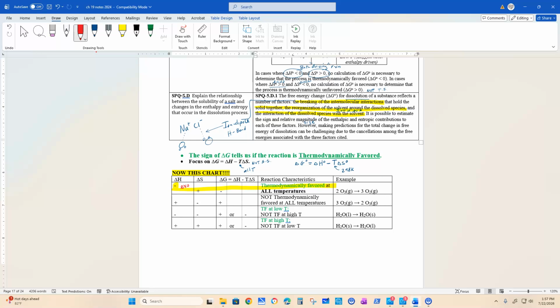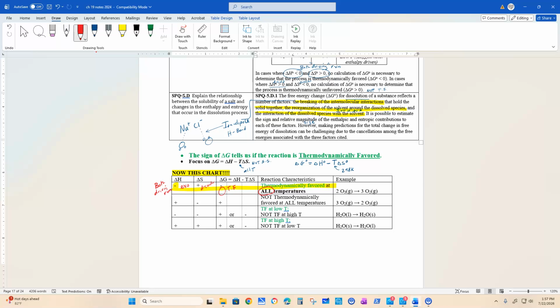We want delta S to be positive because that means we're creating movement. And delta G is thermodynamically favored at every temperature, okay? So that means in this case, both are driving the reaction. You can have one of them only driving it, and then you can have neither of them driving it, okay?